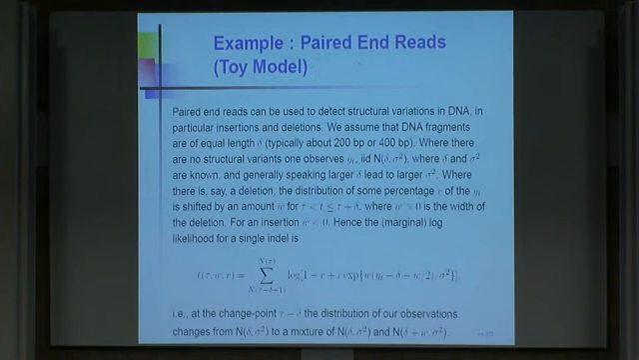Now, here's a toy model. It has some defects and something we can learn from. So we're going to talk about it initially. We can detect these structural variations. We assume that the DNA fragments are of equal length, typically about, as I say, 200 to 400 base pairs.